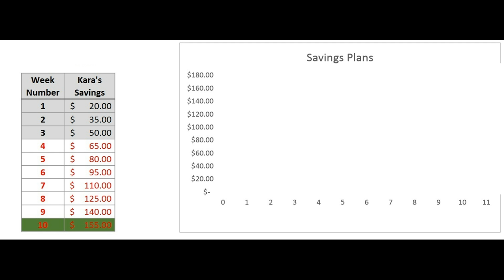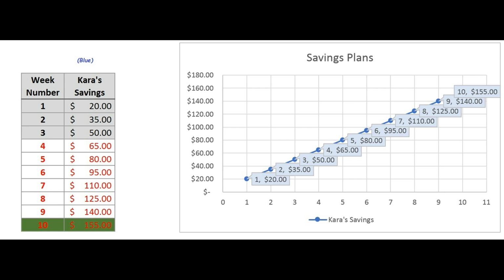So now let's look at the savings plans. And we're going to start with looking at Kara's savings, and that's in blue right here. So we have our table. Along the bottom, we have our weeks. Up the side, we have our money. So we just plot the points.